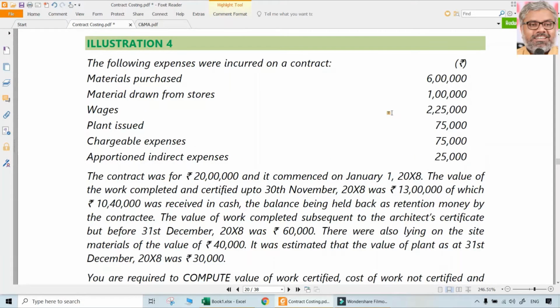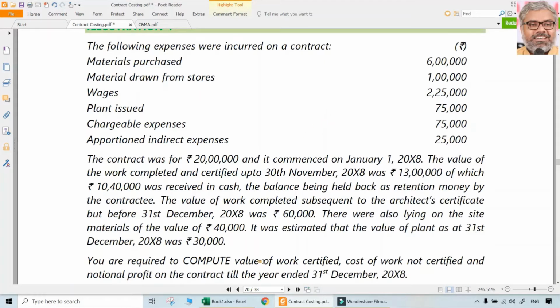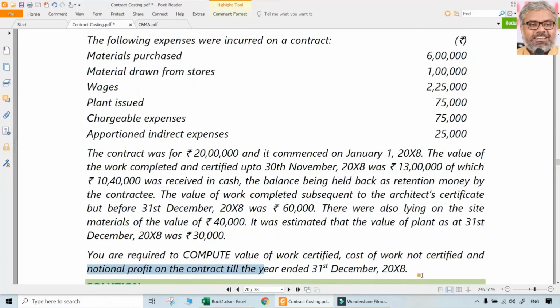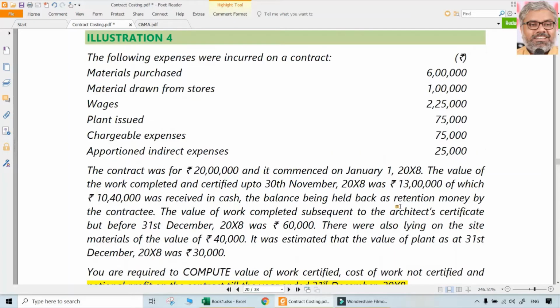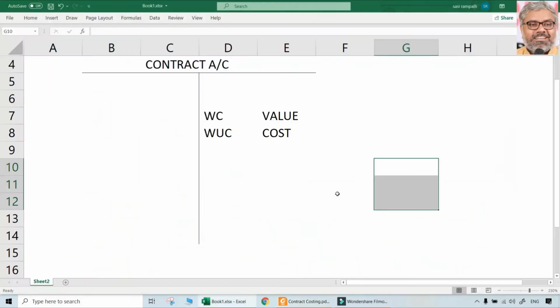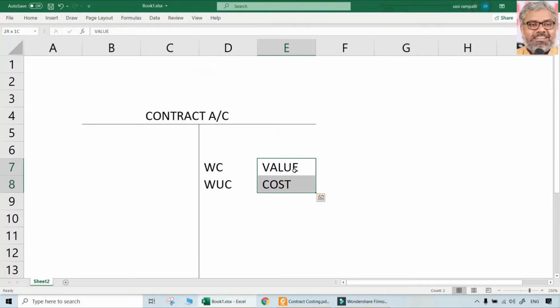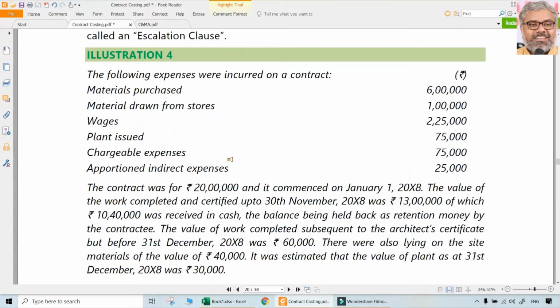Materials purchased 6 lakhs rupees and material drawn from stores, etc., was there. So let us just look at what is required. You are required to compute the value of work certified, cost of the work not certified, and notional profit. Ultimately, the notional profit for the year ended 31st December is what we should calculate. For that, naturally, what we should prepare is contract account. So let us prepare the contract account.